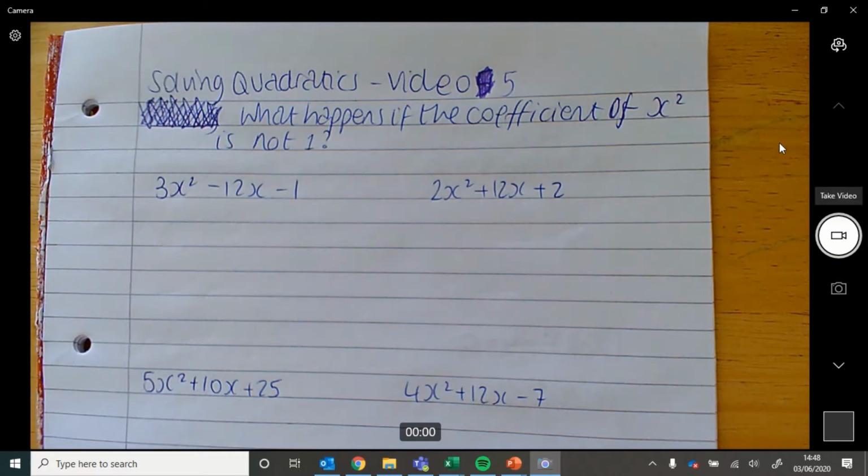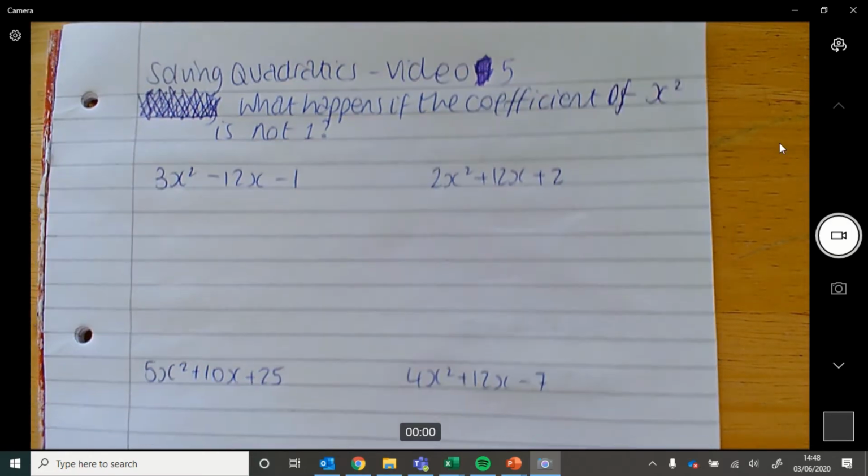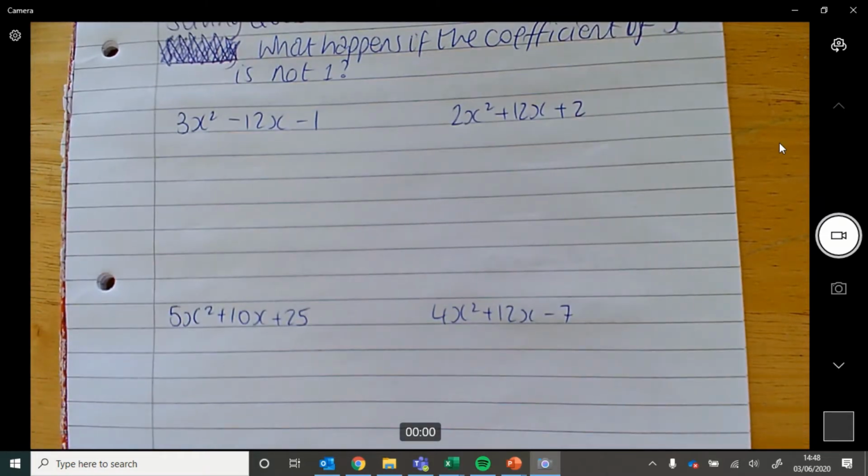Hi everybody, video 5 now of our topic of solving quadratics. We're going to think about completing the square when the coefficient of x squared is not 1. So I've got 4 examples that I'm going to go through with you. The principles of completing the square are exactly the same, so you need to go back and watch video 4 if you are still a little bit unsure.